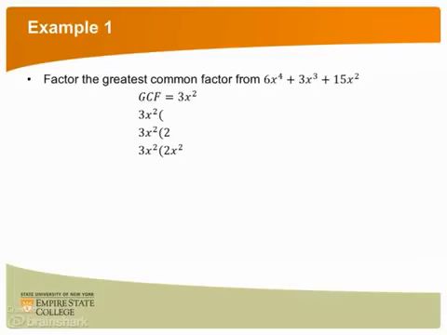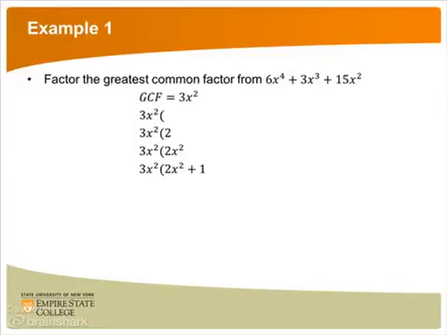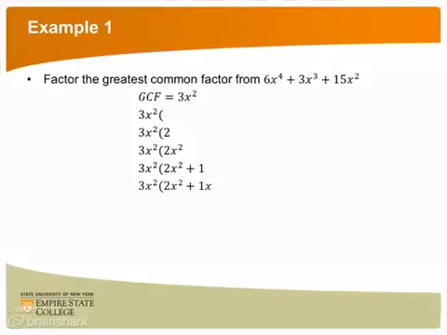Now we can move on to the next term. 3 divides into positive 3, positive 1 time, so we put a plus 1. We had x to the third, but we divided out x squared. We are just left with a plain x, which is the same as x to the first power. Now we move on to the last term.